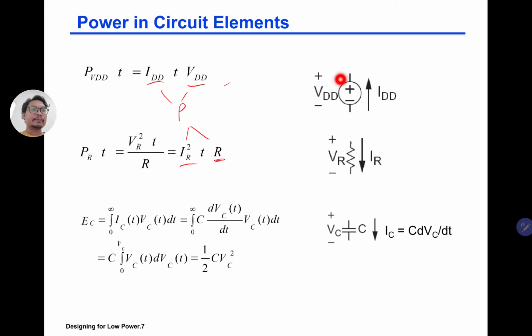The energy across a capacitor can be given by 1/2 C V_C squared, which can be derived from here. So in the end, we have this quite important equation: the energy stored across a capacitor is given by 1/2 C V_C squared. C is the value or size of the capacitor, and V is the voltage across the capacitor. You can also get the current across the capacitor, C dV_C over dt.